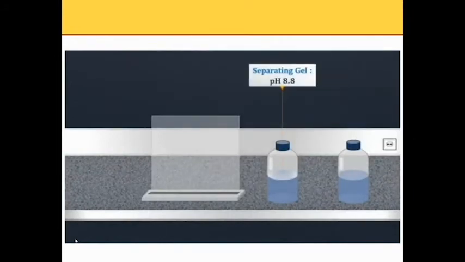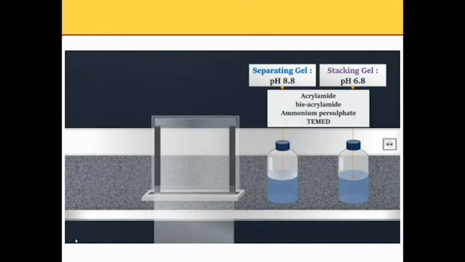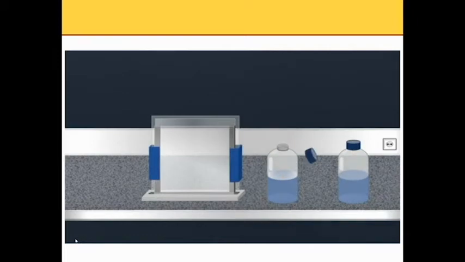The separating gel solution with pH 8.8 and the stacking gel solution with pH 6.8 both consist of a polymer, and ammonium persulfate. The gel is produced by polymerization between two glass plates. The separating gel is not removed.